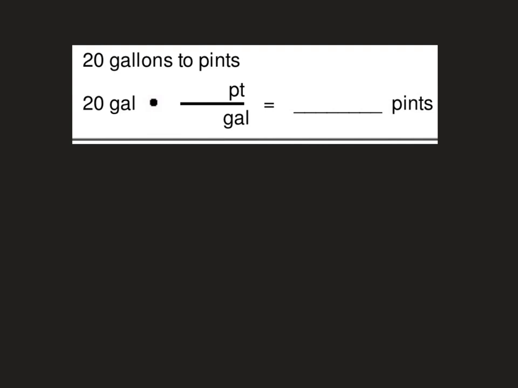So I know that 2 pints equals 1 quart, and there are 4 quarts in a gallon. So what I do is I multiply 4 times 2 to get 8. So there are 8 pints, and I'll just write up there, in 1 gallon. So my simple equation then is 20 times 8. What does that equal? It equals 160, and my label is pints.